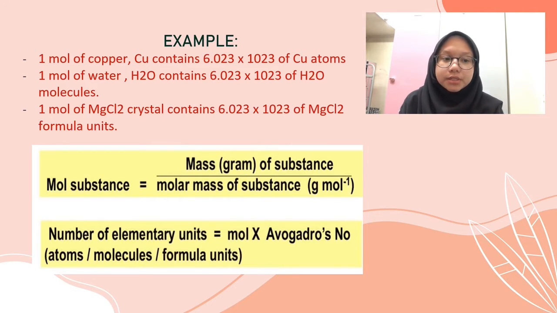As you can see here, this is the formula. Mole of substance equals mass in grams of substance divided by molar mass of substance, so the units are g per mole. The second one is number of elementary units equals mole multiplied by Avogadro's number. For the number of elementary units, we have 3 here: atoms, molecules, and formula units.